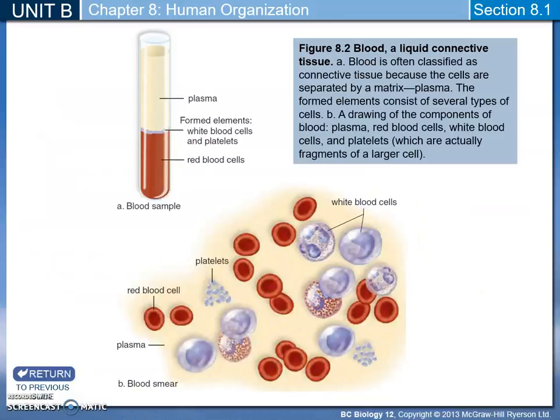So here again are the different components in blood. As you can see, once again, with a blood sample, you would have the red blood cells, the white blood cells, and the platelets. Blood is classified as connective tissue because the cells are separated by a matrix, in this case plasma. The formed elements consist of the several types of cells that we just mentioned, and they are illustrated for you here.